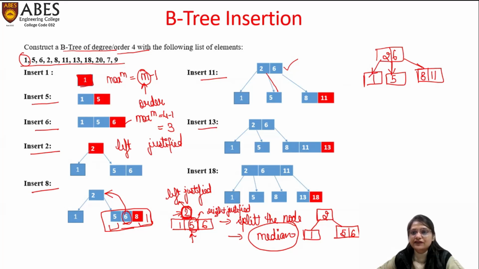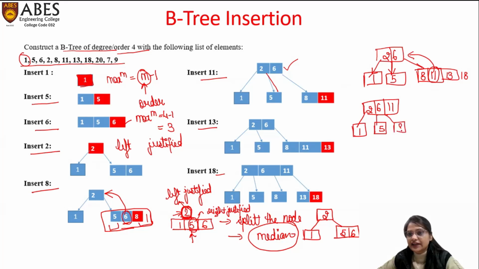Next item to be inserted will be 13, that will be placed here. Then 18 will be placed here. Then again splitting will be done. Splitting will be done from the 11. It will be shifted here. It will have 2, 6 and 11. Here it will be 1. Here it will be 5. The splitting will be done like this, which is 8. And here it will be 13 and 18.